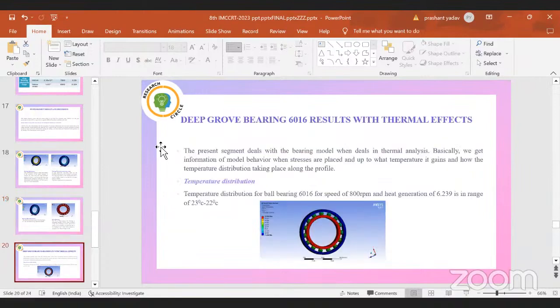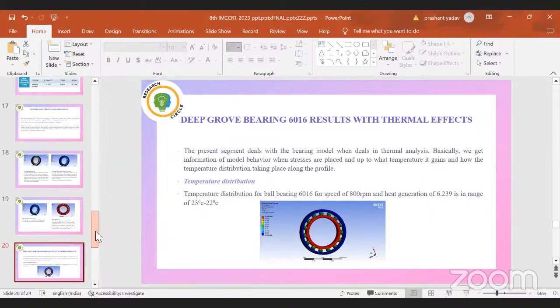And the second one is deep groove ball bearing 6016 result with thermal effect. Sir, the present segment deals with the bearing model in thermal analysis. Basically, we get information on model behavior when stresses are placed, up to what temperature it gains, and how the temperature distribution takes place along the profile. Temperature distribution of the ball bearing for a speed of 800 RPM and heat generated of 6.239 is in the range of 23 degrees Celsius to 22 degrees Celsius.